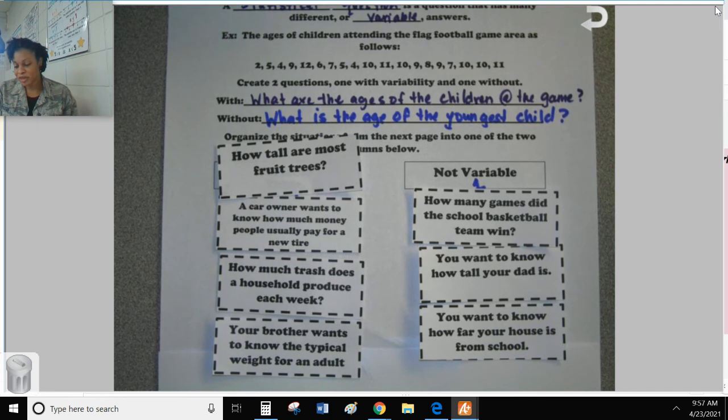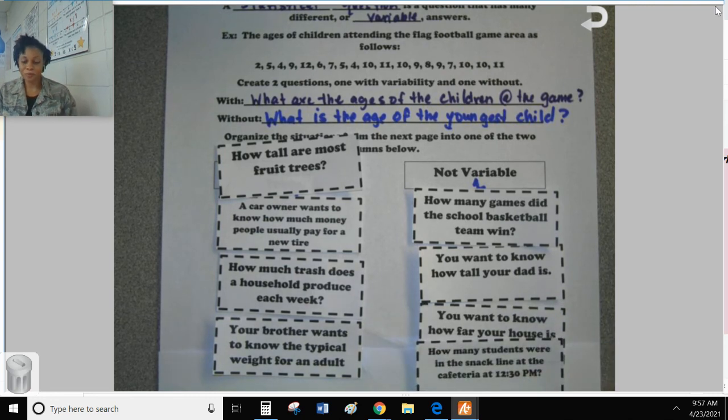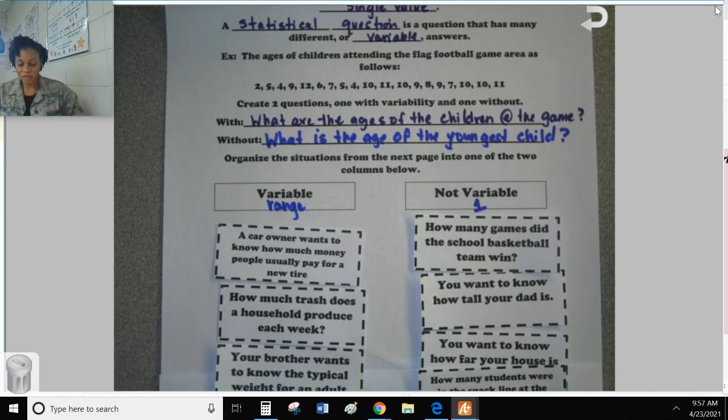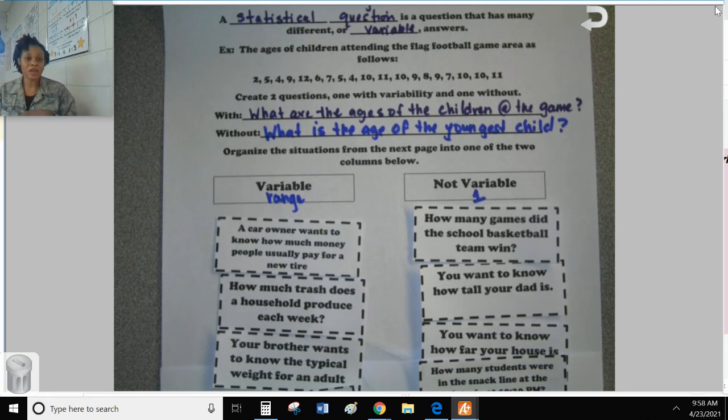How many students were in the snack line at the cafeteria at 12:30 p.m.? That's a very specific question. At 12:30 p.m., there were 20 kids in line. That is not variable. I hope that these questions helped you understand variable and not variable, variability. So let's go practice.